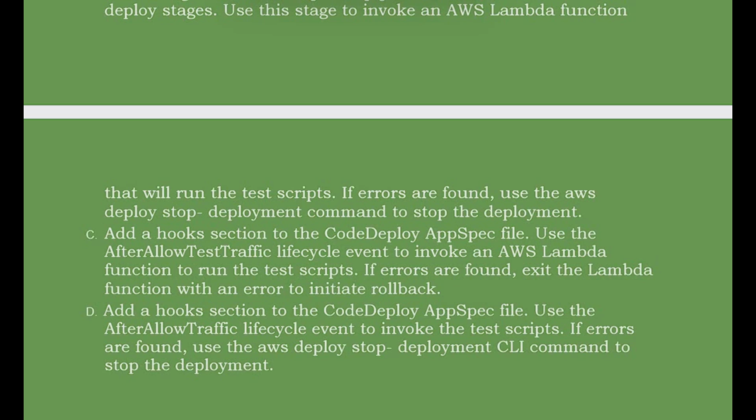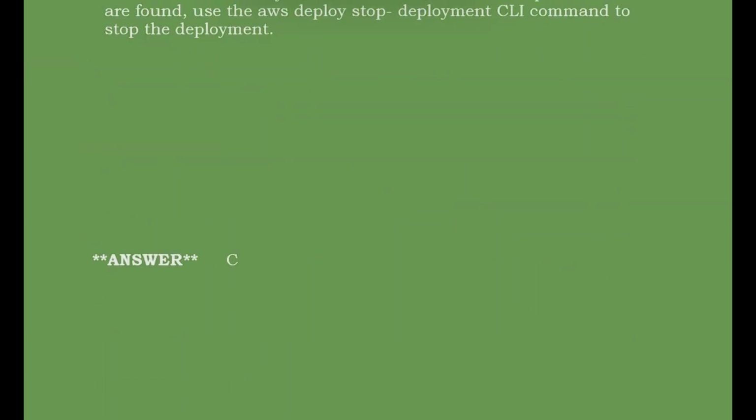Option D, add a hooks section to the CodeDeploy AppSpec file. Use the AfterAllowTraffic lifecycle event to invoke the test scripts. If errors are found, use the AWS deploy stop-deployment CLI command to stop the deployment. Correct answer is option C.